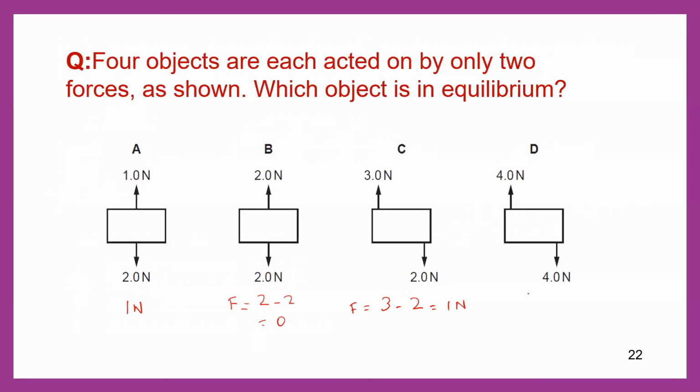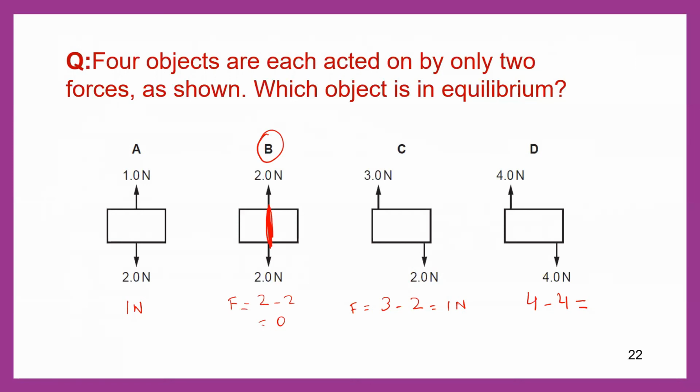Now, here, 4 newtons upward, 4 newtons downward. So the resultant could be 0, but that's not the possibility. Look, here, B and D, the forces are equal. The problem is whenever we want to decide the balanced forces, we have to see the same line of action. So only B has the same line of action. In that case, the answer is B, where the object is in equilibrium.